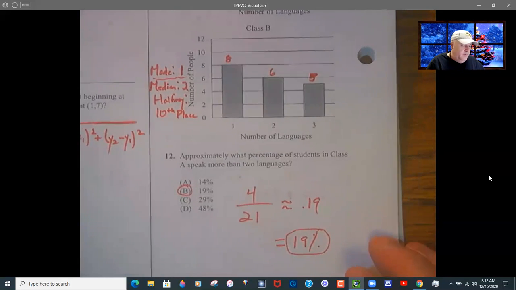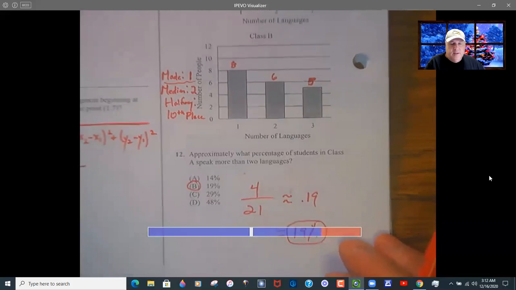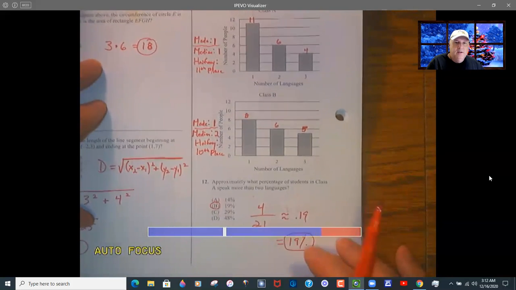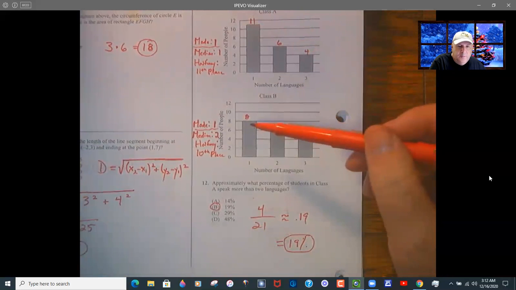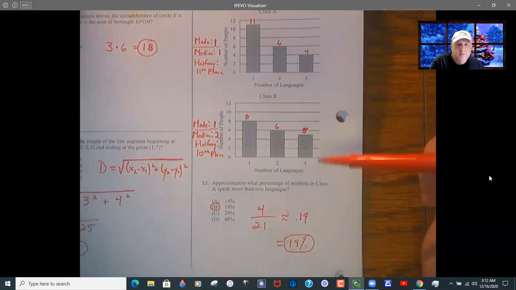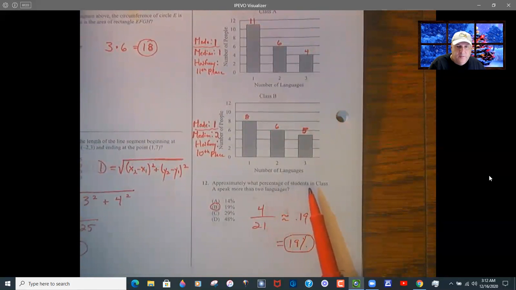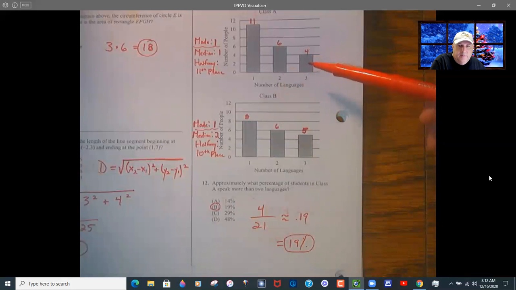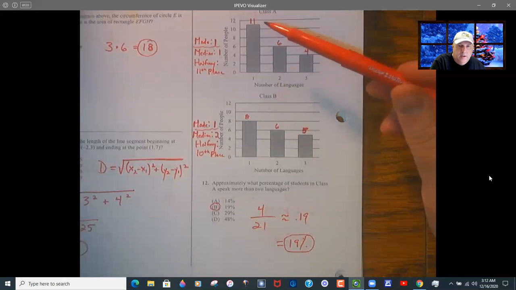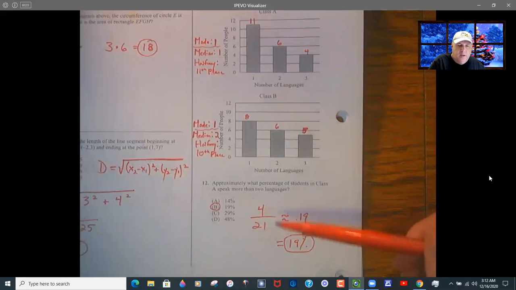Okay, questions 12 and 13. This is kind of statistics made hard. You're going to have to figure these numbers at the top of these bars to start with. And then the first question is pretty easy, about what % of students in Class A speak more than 2 languages. So here we are with 3 languages. So 4 of them out of the total of 17 plus 4, 21.